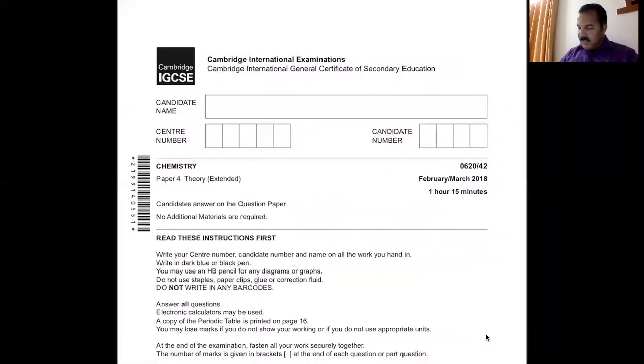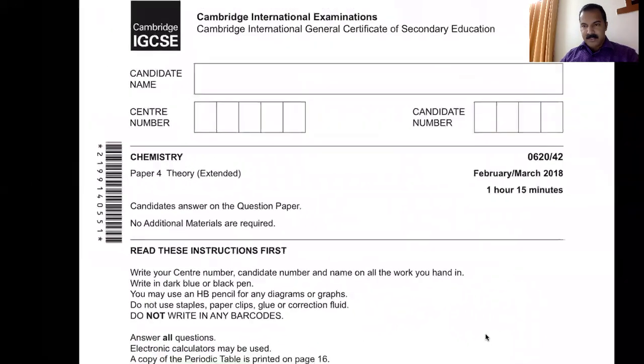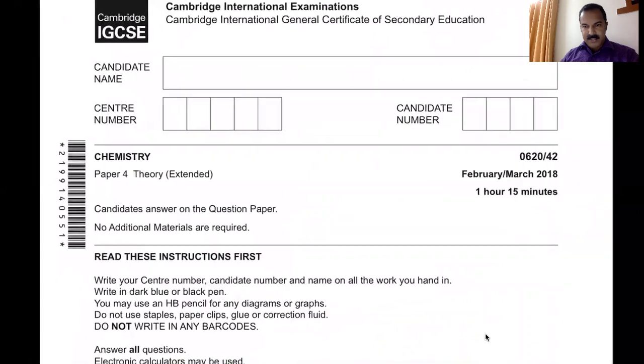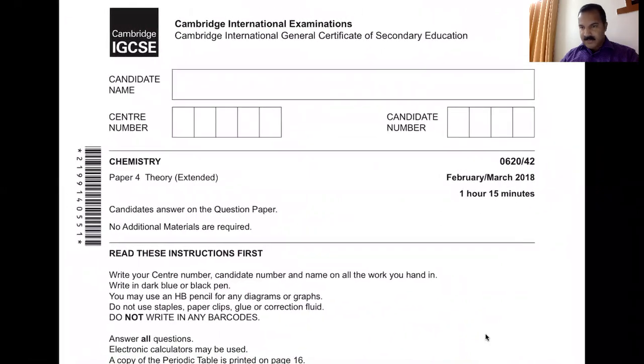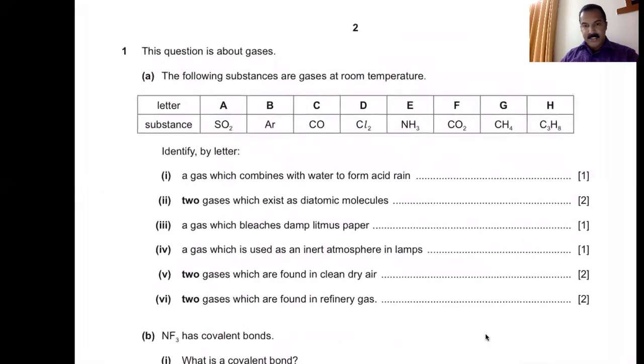Let us take an extended paper, theory paper 4, and I'm taking again from the time zone 2. That's why it is 6062042. Let us discuss some questions. How do we answer that?